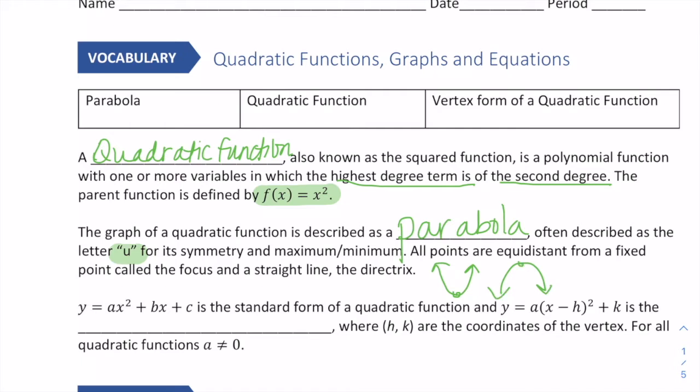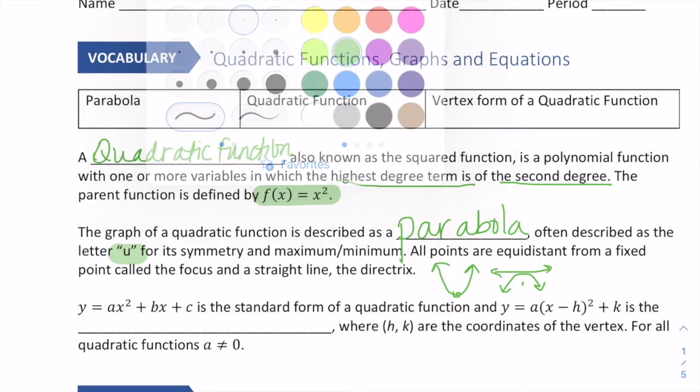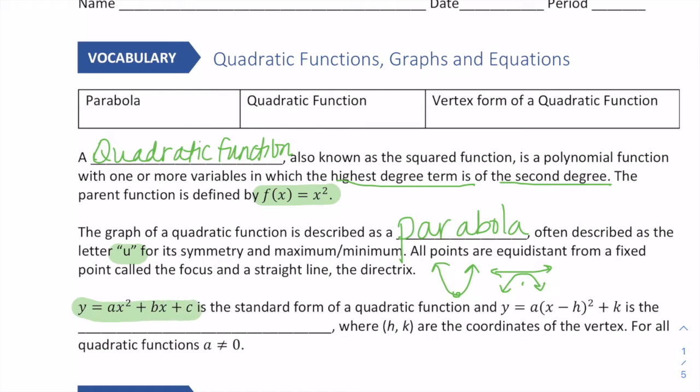And all the points are equidistant from a fixed point called the vertex, which is inside the parabola, and a directrix, which is outside the parabola. And you'll get into that definition and using the vertex and directrix in pre-calculus. Okay, y equals ax squared plus bx plus c is the equation of the quadratic function in standard form. Today we're going to go over the equation in vertex form.